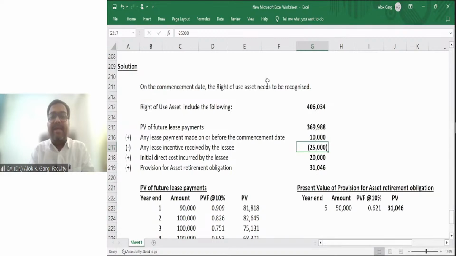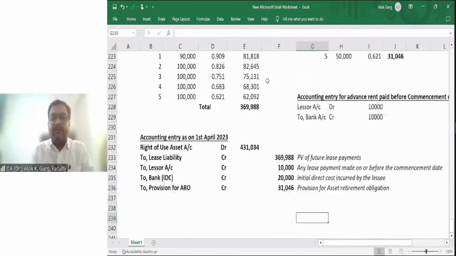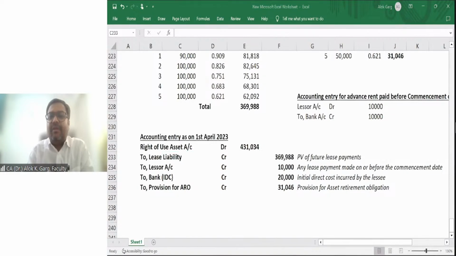The accounting entry is bank account debit. Of course, money is coming, so the bank account will be debited. But what will be credited? Will you credit the lessor? You are not required to refund any money to the lessor. You will credit ROU. Your ROU will go down by this amount, right?